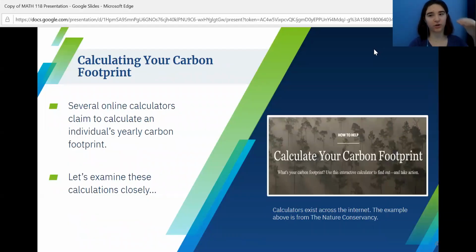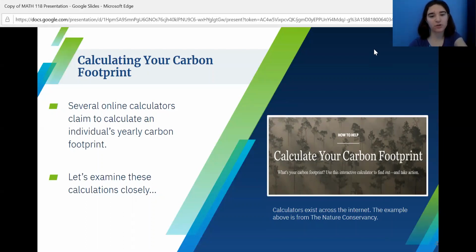So calculating your carbon footprint is actually quite a simple thing to do. There are a few calculators online today that claim they are able to calculate your yearly carbon footprint based on a number of figures and things like that. The one that you see on the screen right now is one that we initially used to get an idea of what this figure should look like. It's from the Nature Conservancy. Feel free to check it out if you're interested.